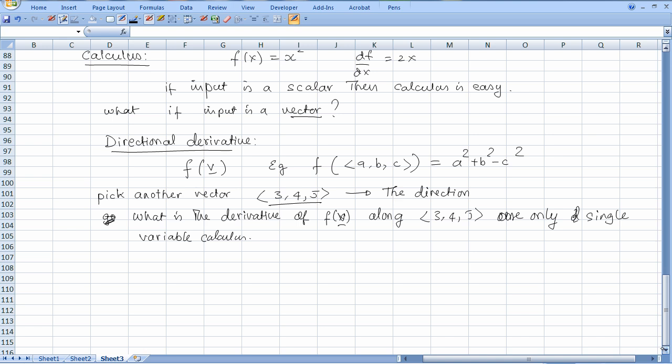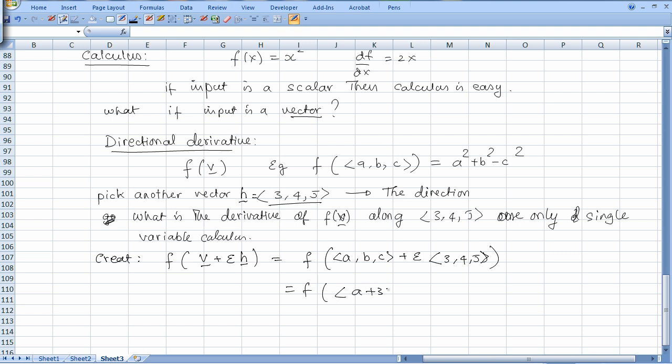Okay, so our trick is, I am going to create f of v plus epsilon times h, let us call this variable h. So how much will that be? That is f of (a, b, c) plus epsilon times (3, 4, 5), which is f of (a plus 3 epsilon, b plus 4 epsilon, c plus 5 epsilon).